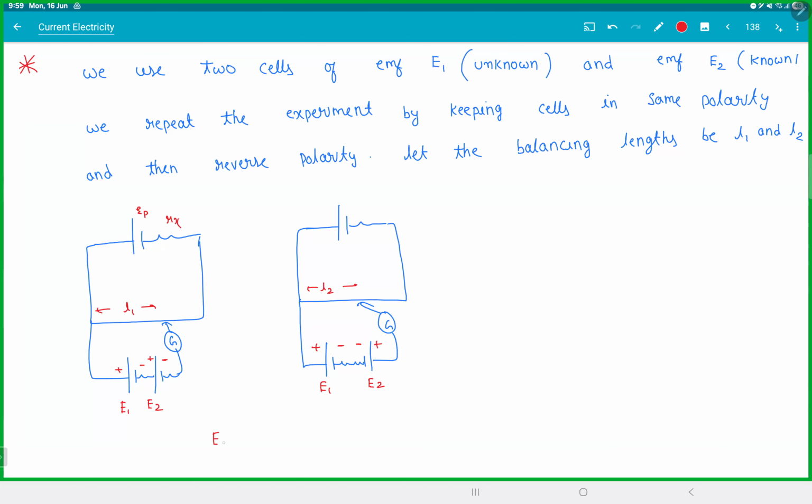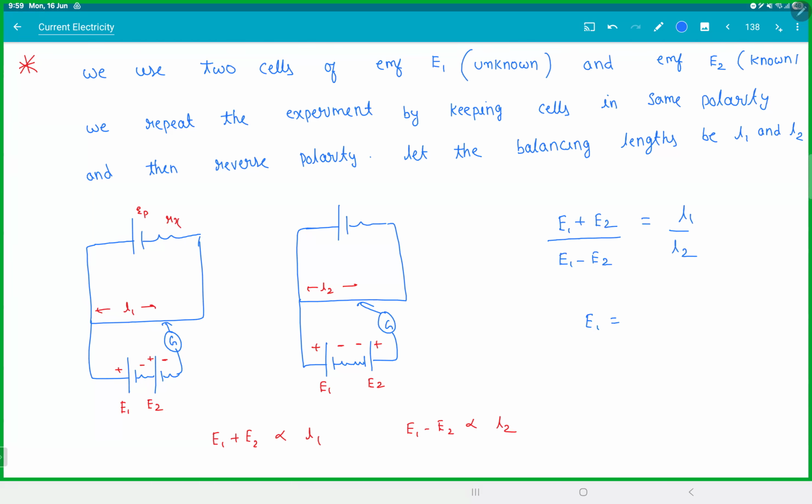So from here we get E1 plus E2 is proportional to L1. E1 minus E2 is proportional to L2. They have the same proportionality constant, just divide them. So E1 plus E2 by E1 minus E2 is L1 by L2. You can solve this, you'll get E1's value.